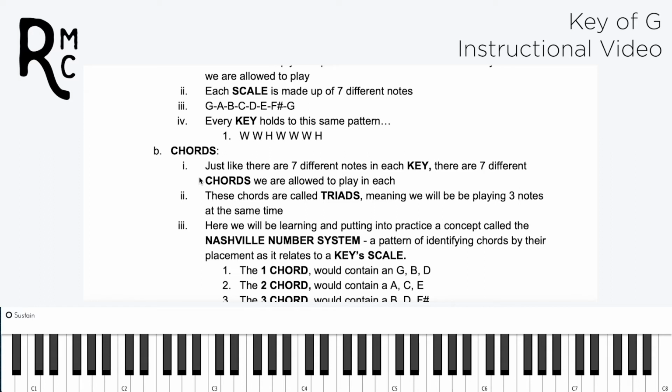So like we said, there are 7 different chords that we can build off of the notes in our scale. And these chords are called triads, meaning that we're playing 3 notes at the same time. Tri meaning 3. So the chords that we're going to build today only have 3 notes, and there are some songs that you may have seen in videos where there's extra notes added on, and that happens in chord charts and suspensions and things like that.